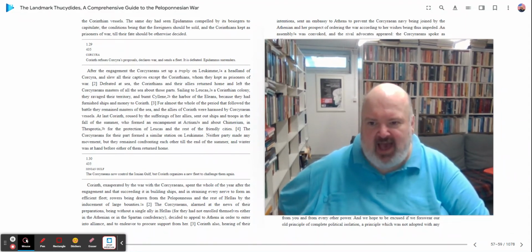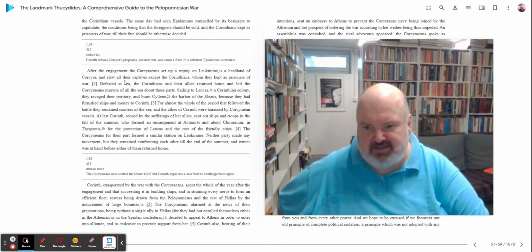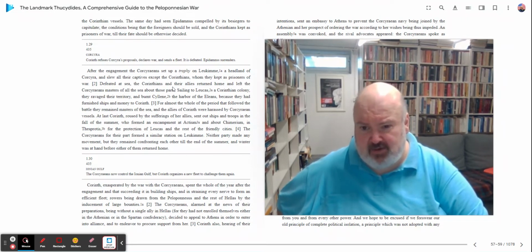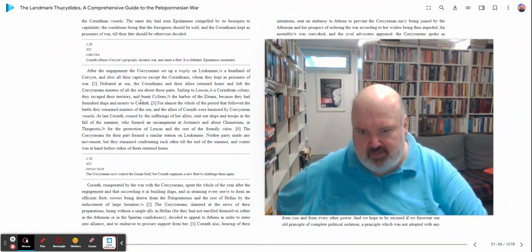Now this is chapter 30. After the engagement, the Corcyraeans set up a trophy on Leukimme, a headland of Corcyra, and slew all the captives except the Corinthians, whom they kept as prisoners of war. Defeated at sea, the Corinthians and their allies returned home and left the Corcyraeans masters of all the sea in those parts. Sailing to Leucas, a Corinthian colony, they ravaged their territory and burnt Cyllene, the harbor of the Eleans, because they had furnished ships and money to Corinth.